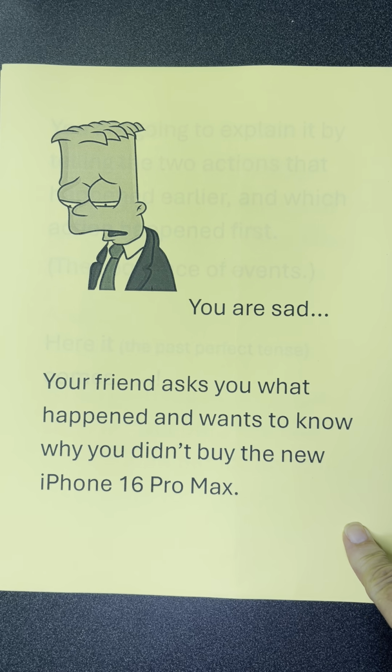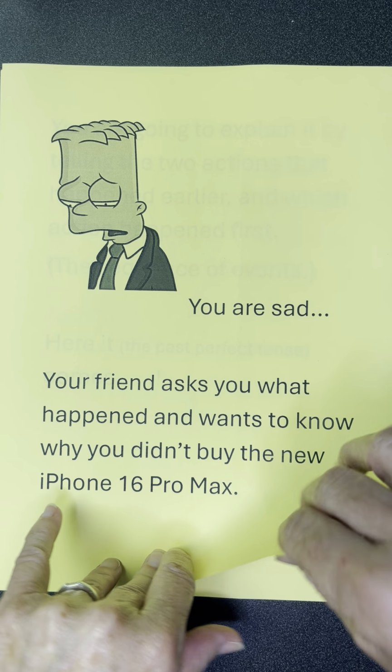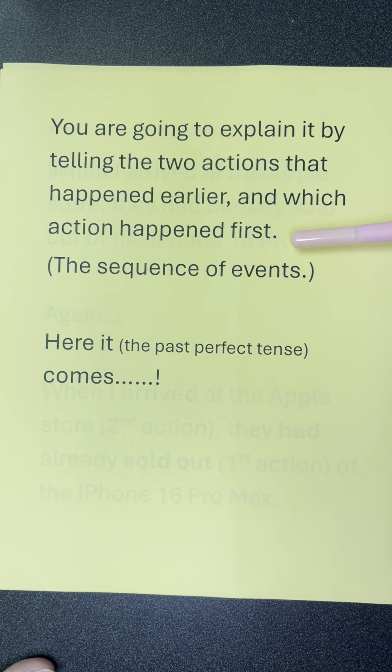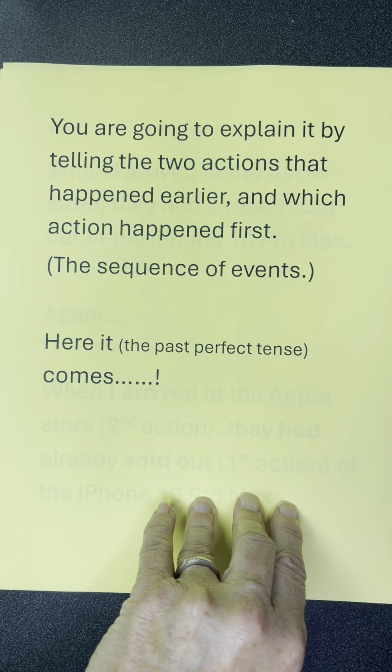So you are sad. Your friend then asks you what happened and wants to know why you didn't buy the new iPhone 16 Pro Max. You are going to explain it by telling the two actions that happened earlier and which action happened first, the sequence of events. Okay, so here it comes. Now we're going to see the past perfect tense in use.